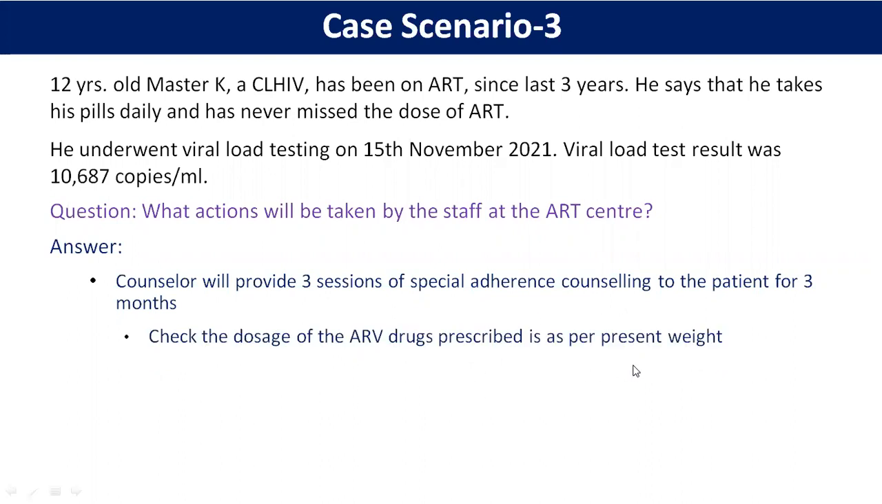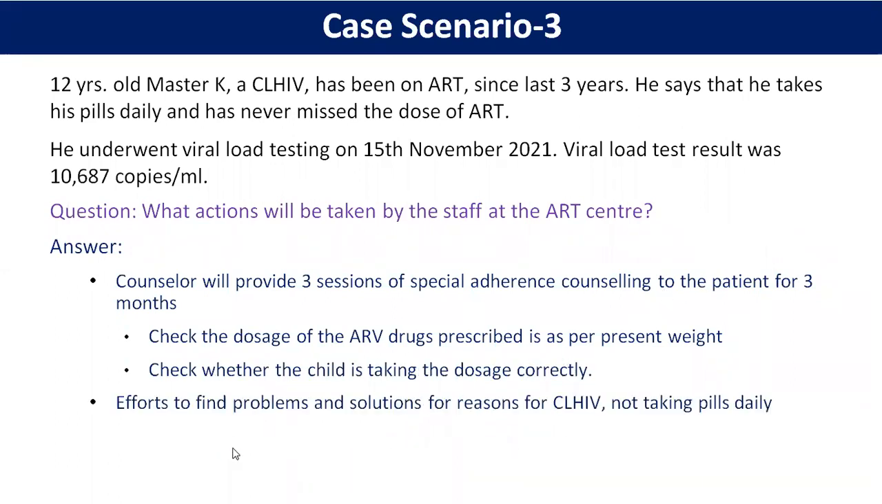Check the doses of ARV drugs prescribed as per present weight. It's very important. In adolescents, there's a growth spurt. Suddenly they will gain 2 to 3 kg. It's very important to check. Don't think, oh, he's already 10 years old, an adolescent, so there's no need to take the weight. No. Even in adults, we take the weight regularly. It's very important to take the weight and check that the dose the baby is taking is as per weight band. Check whether the child is taking doses correctly or not. It's very important. Or whether any other issues are there.